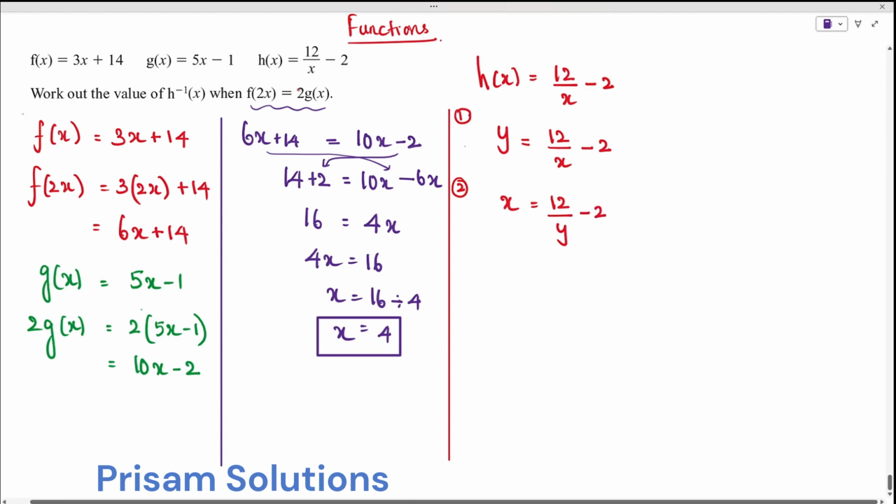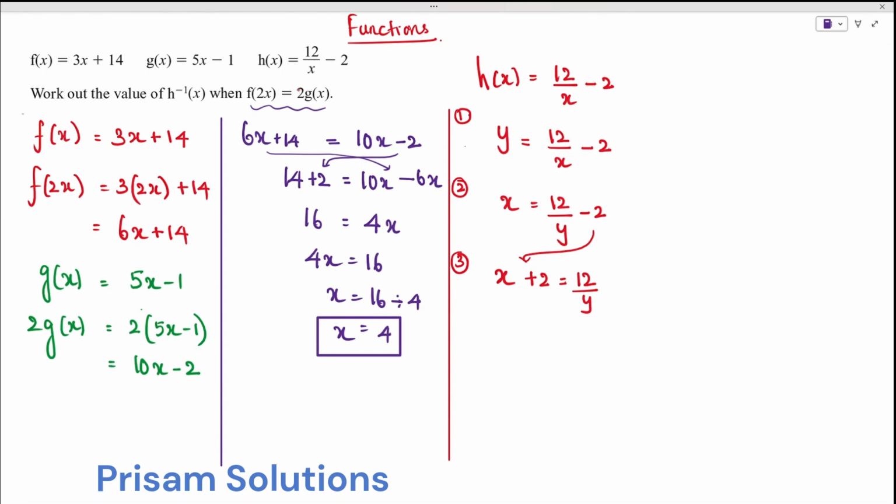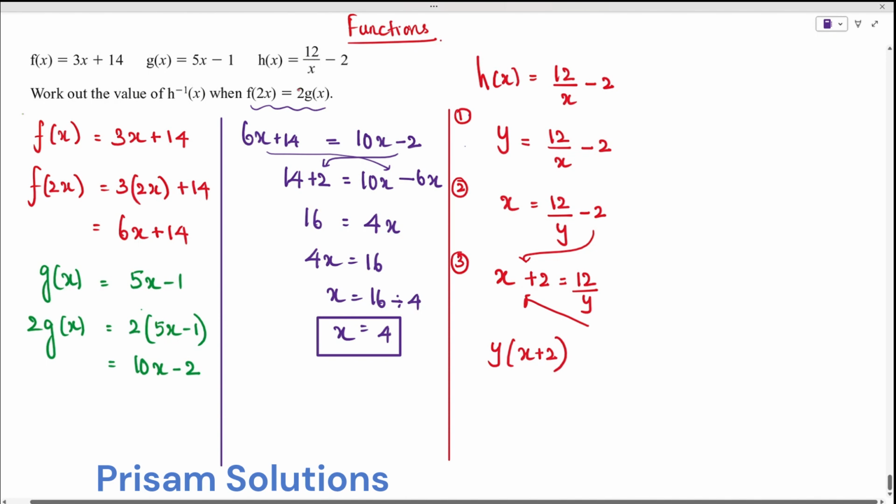Now, for our third step, we're going to isolate y. For that, we're going to move our minus 2 to the left hand side. So we have x plus 2 is equal to 12 over y. Now we're going to move our y to the left hand side, and multiply x plus 2 with y. However, we will not expand our brackets here because we want to isolate y.